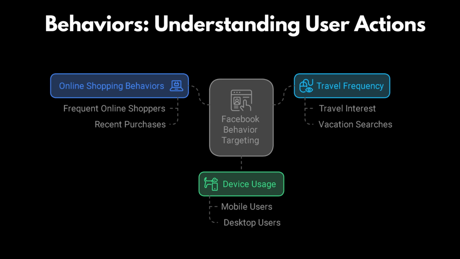3. Behaviors. Understanding user actions. Next up, we have behaviors. Facebook tracks user actions both on and off the platform, providing valuable insights into how users interact with content. You can target users based on their online shopping behaviors, travel frequency, device usage, and more. For example, if you're promoting a travel package, consider targeting individuals who have shown interest in travel-related content or have recently searched for vacation deals. Facebook's behavior targeting can provide you with a goldmine of data to create more effective ad campaigns.